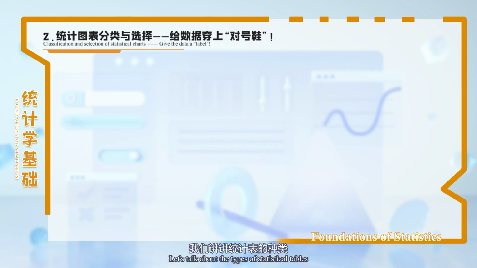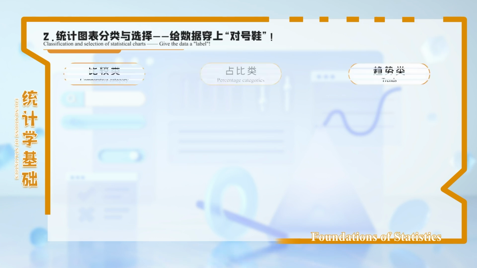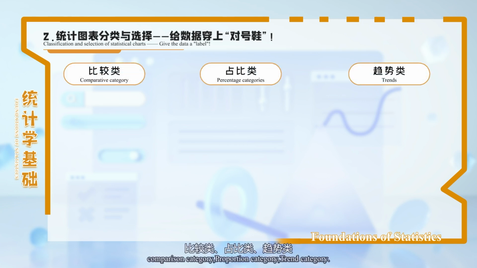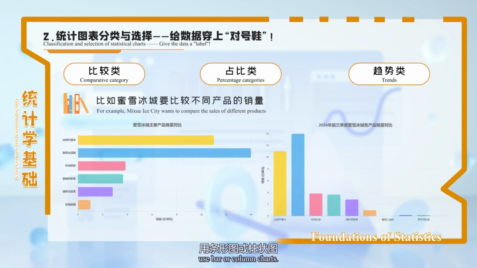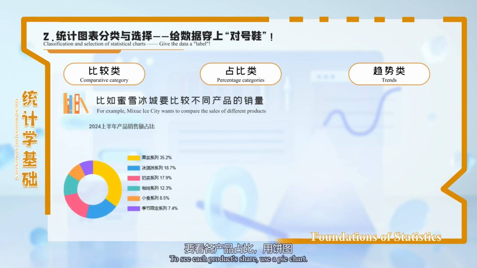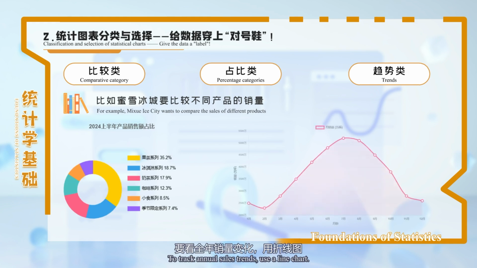Next, let's talk about the types of statistical charts. There are three main categories of chart families: comparison category, proportion category, trend category. For example, to compare sales of different Mixue Bingcheng products, use bar or column charts. To see each product's share, use a pie chart. To track annual sales trends, use a line chart. Choosing a chart is like choosing shoes for data. Match the right type.